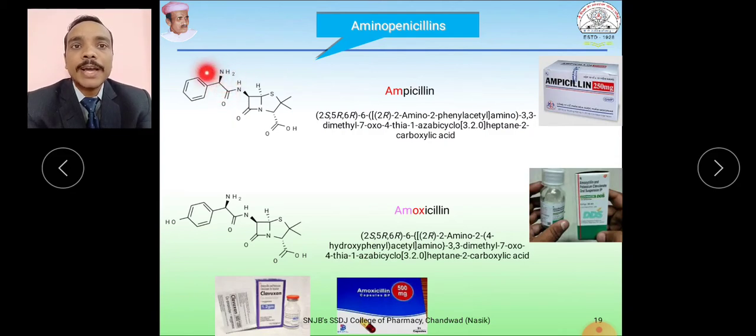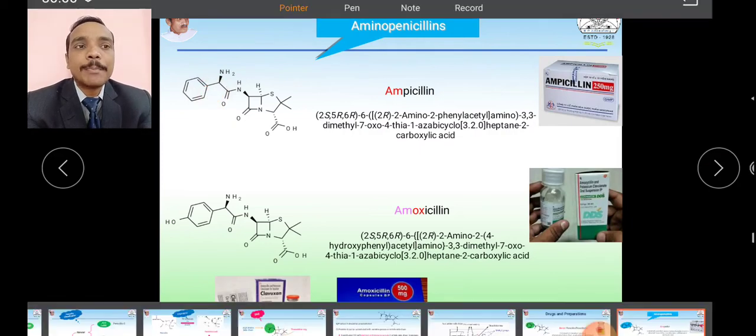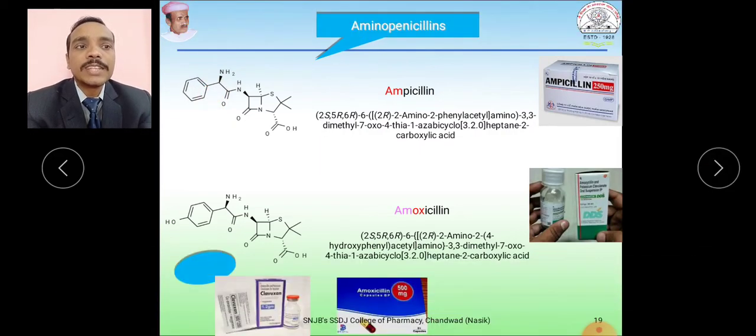So it becomes aminopenicillin. So it is ampicillin. AM indicates the presence of an amino group. Here you can see next, if you know ampicillin, it will be easy to get the next molecule, that is amoxicillin. Amox, AM for indicating the presence of an amino group.